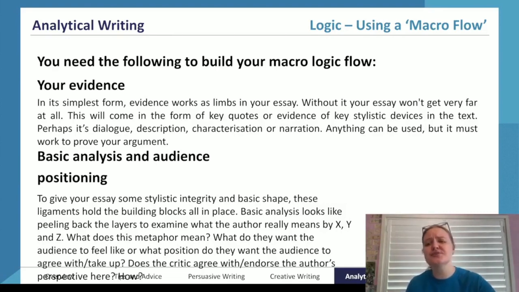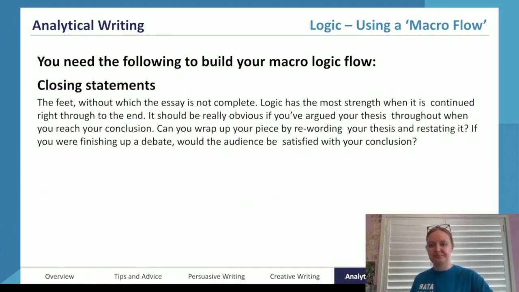And your macro flow also needs to include some basic analysis and audience positioning. So to give your essay some stylistic integrity and basic shape, these are the ligaments that hold all the basic building blocks in place. So analysis is peeling back the layers to examine what the author really meant when they said X, Y, and Z. What does this metaphor mean? What do they want the audience to feel or think, or how do they want the audience to react to this particular part of the text? All of those sorts of things come into your analysis and audience positioning.